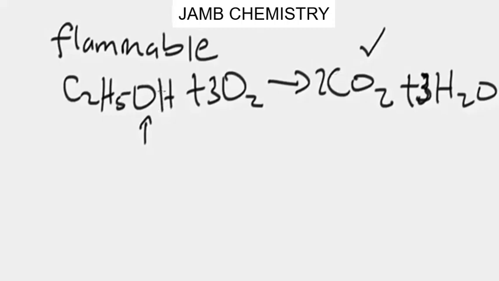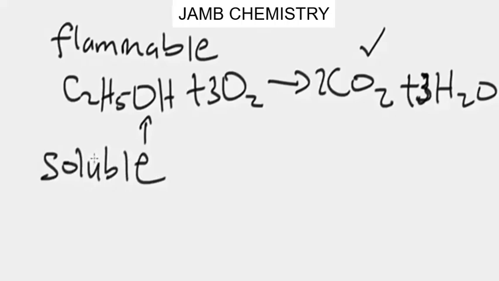So this is one of the properties of alcohols. They are flammable. Another property is that methanol, ethanol, propanol, and butanol, they are all soluble in water. Okay, so they are soluble in water, and their solution have a neutral pH. Take note of that. Their solution have a neutral pH.